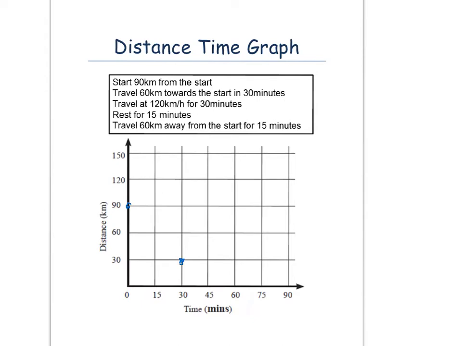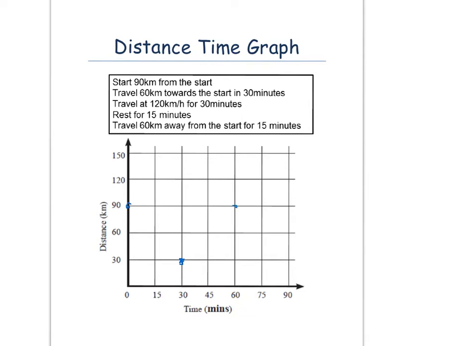Next, it says travel at 120 kilometres per hour for 30 minutes. Well, that means you travel 120 kilometres in 1 hour. So in half an hour, 30 minutes, you travel half the distance. So it's 60 kilometres. So from 30, you're going 60 kilometres away. So you're going back up to 90, but you're going to be at 60 minutes because another 30 minutes have passed.